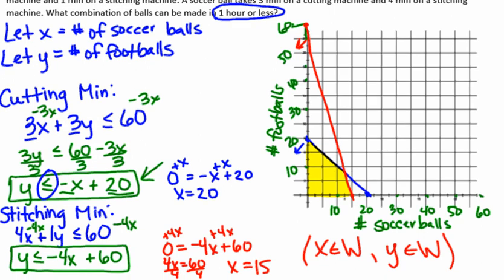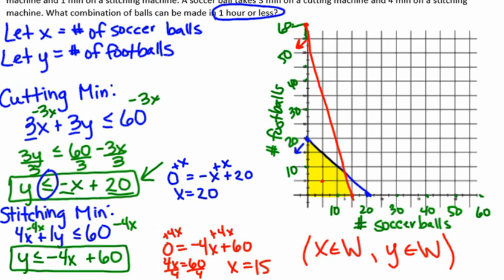So even though this question didn't ask us to actually solve, what it's saying is any combination possible with soccer balls and footballs has to be within that shaded region. So for example, if I picked a point, this could work. I could have 5 and 5. Any point that exists in there, if I have 5 soccer balls and 5 footballs, that would still satisfy the cutting minutes and stitching minutes so that I can complete that under an hour.